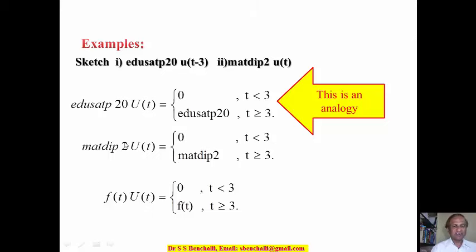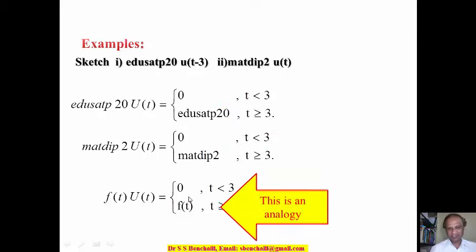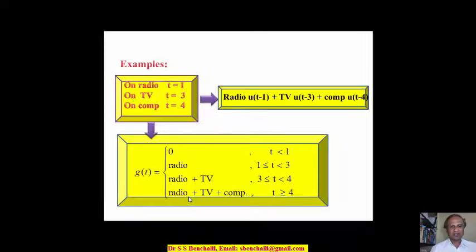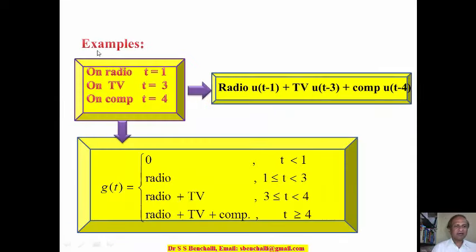Is it clear? So the same thing can be written in terms of a function f of t into u of t. It is 0 when time is less than 3. So when t is greater than or equal to 3, you will get a function. This is an analogy. Is it clear? So I hope it is clear. Or I can give one more live example.